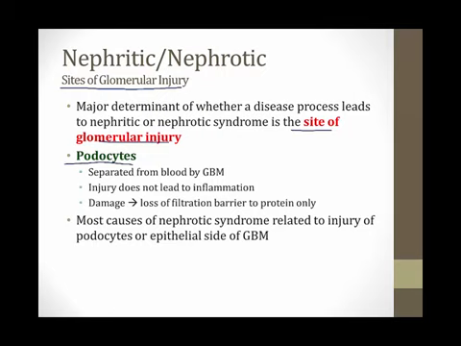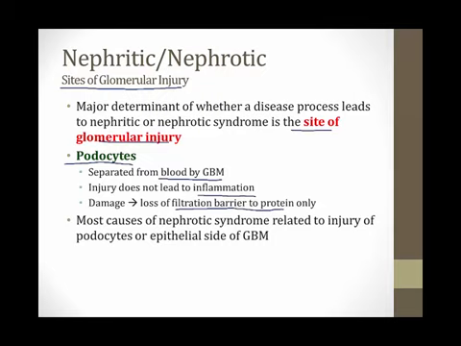The reason for this is that the podocytes are separated from blood components by the glomerular basement membrane. This means when podocytes are injured or damaged, inflammation generally does not occur. The podocytes are walled off from the blood components, so white cells and complement proteins can't reach the area of damage when podocytes are injured. This means that damage to the podocytes leads to loss of the filtration barrier only, but it does not lead to inflammation.